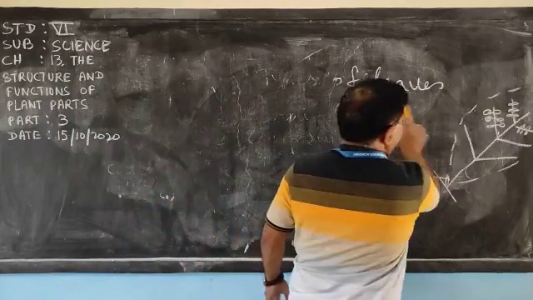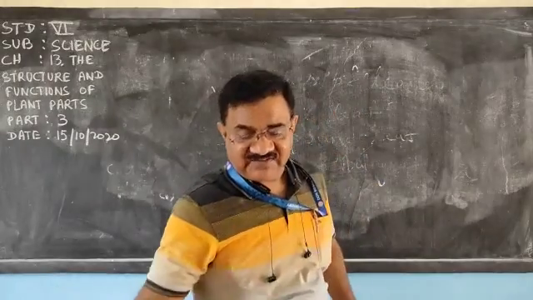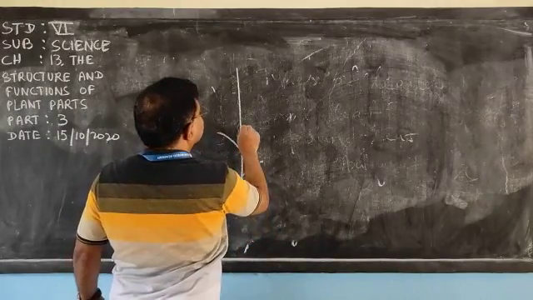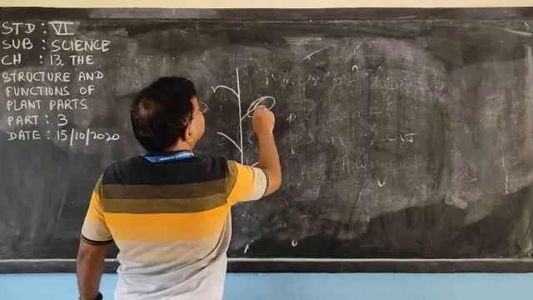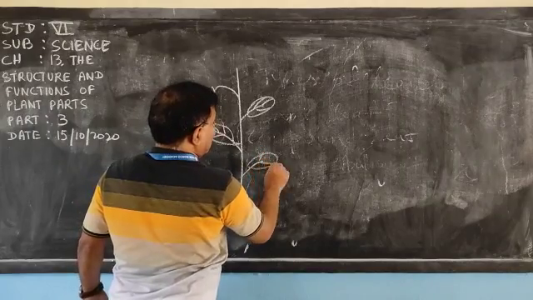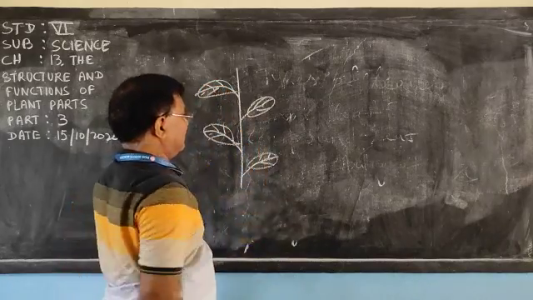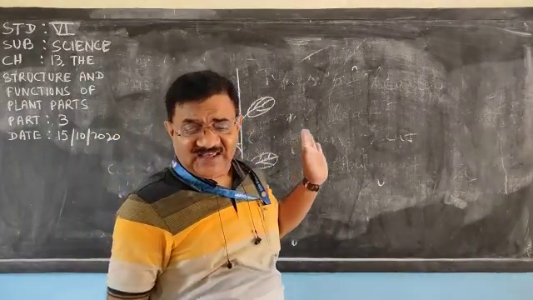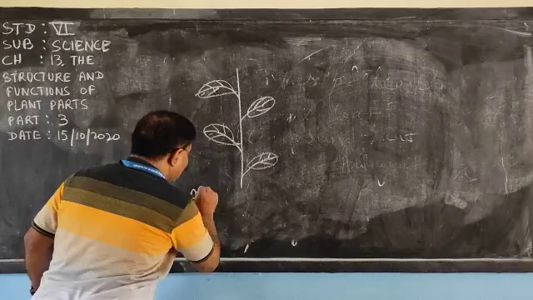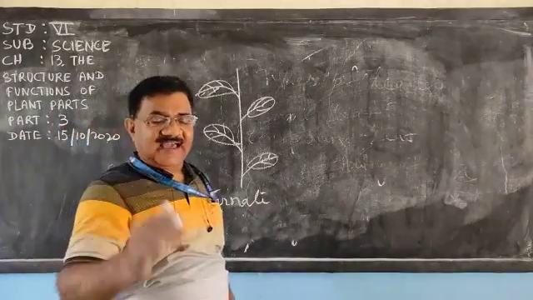Now, arrangement of leaves. How the leaves are arranged on the branches. Here is the node. On one node, only one leaf is there, and on the other node the leaf is on the opposite side. Such type of arrangement of leaf is called alternate. In sunflower, you can see the alternate arrangement of leaves.